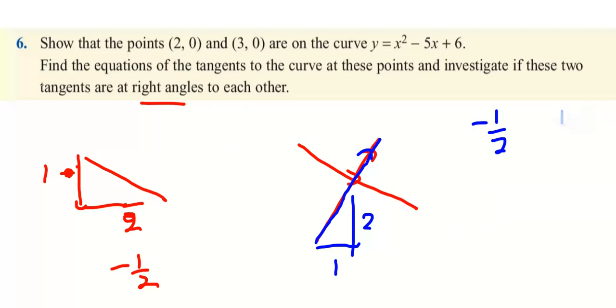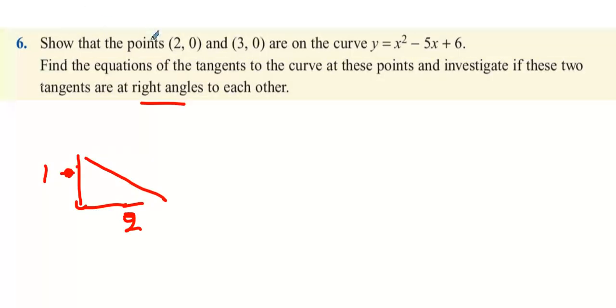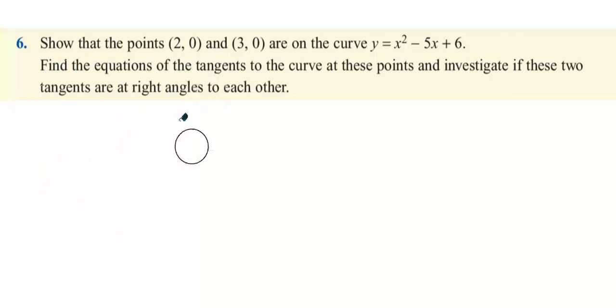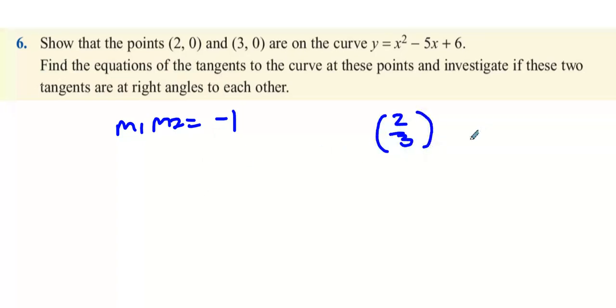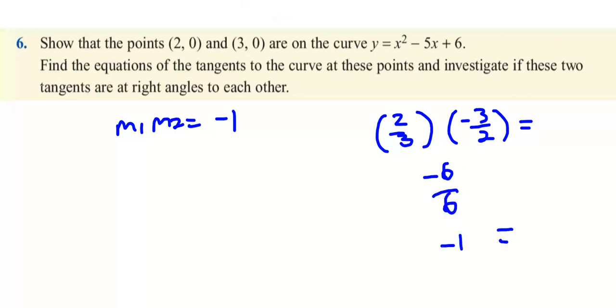And to show that they're at right angles to each other, anytime you get two slopes, you need to show that they are perpendicular by multiplying them by each other and showing that they equal -1. We would have done this in the past. So for example, if we got a slope of 2/3 and minus 3 over 2, we know they're perpendicular, but we have to multiply them by each other. You get minus 6 over 6, which is minus 1, and you have to prove they're equal to minus 1.